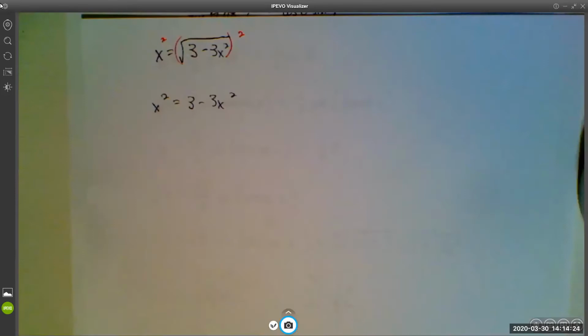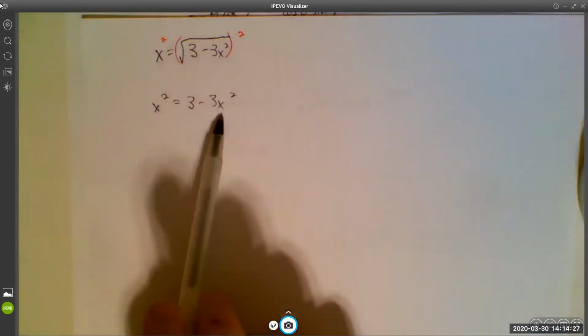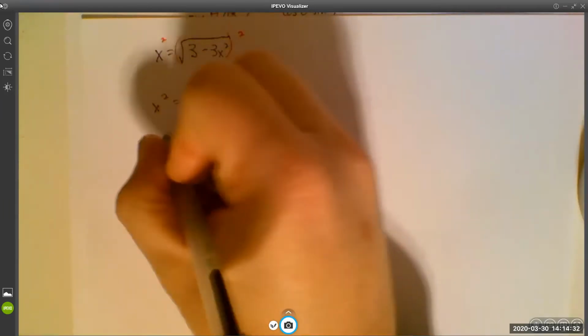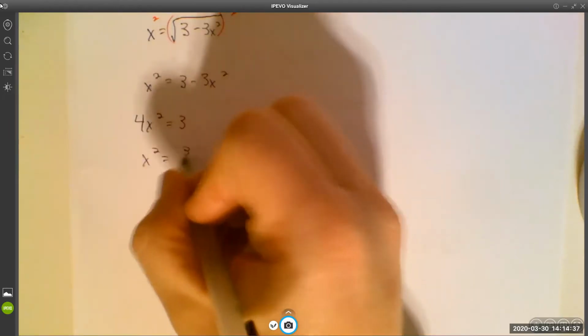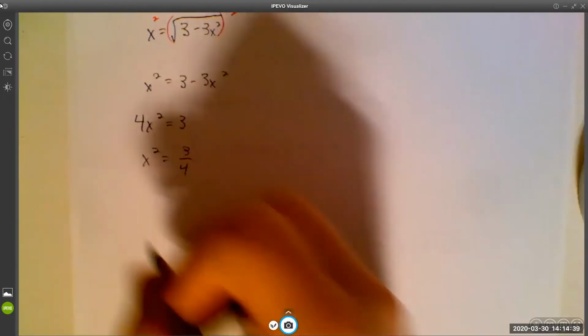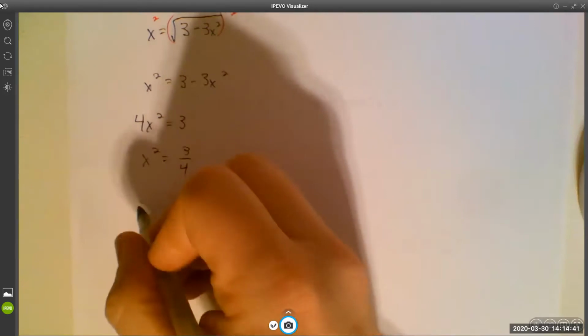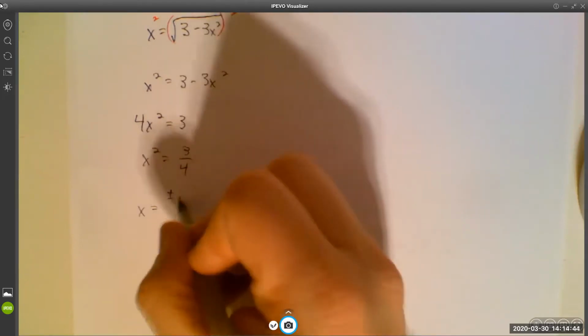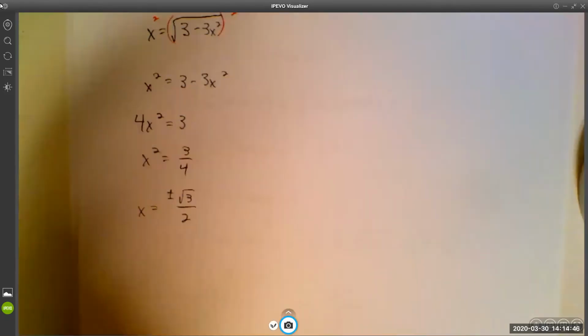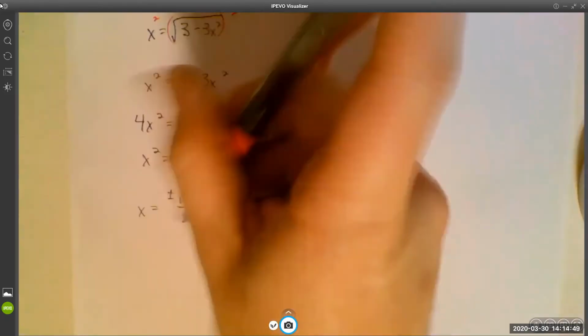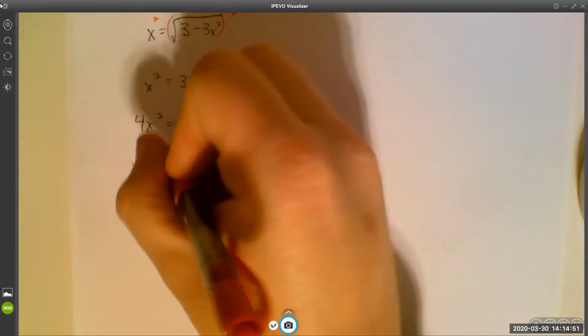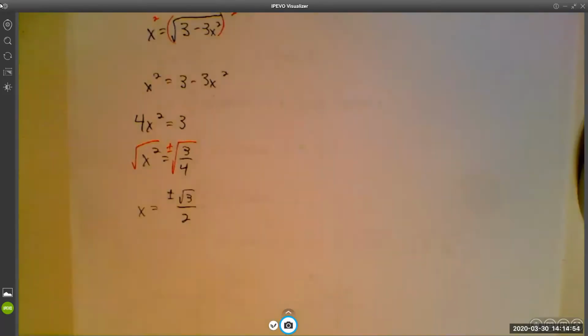Right? So I just squared both sides. Now I can move this 3x squared over here. And I get 4x squared equals 3. Divide by 4. And then take square root. Oh, that's going to be plus or minus root 3 over 2. Right? Okay, so plus or minus root 3 over 2.